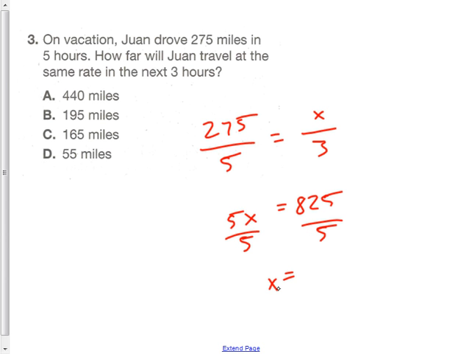So x is going to be 165 miles. Okay, again, just set up these ratios, matching corresponding parts.